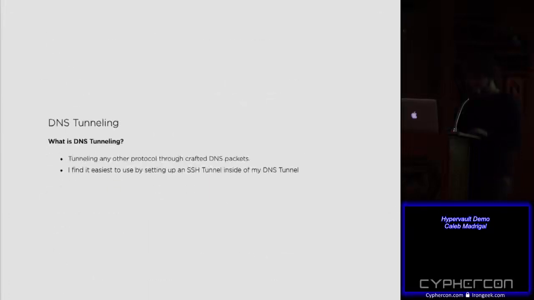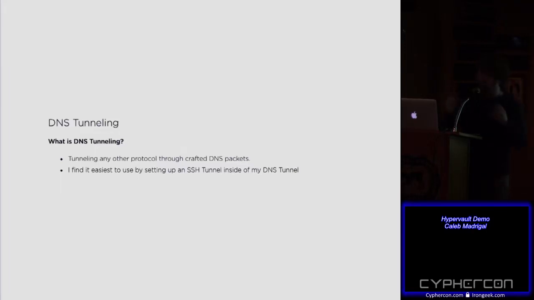And the last type of tunneling I want to talk about really briefly, because there's not much time, is DNS tunneling. One really great thing about it is almost every network will allow outbound DNS traffic. So even if they're trying to restrict your internet access on pretty much everything, they typically still allow outbound DNS.